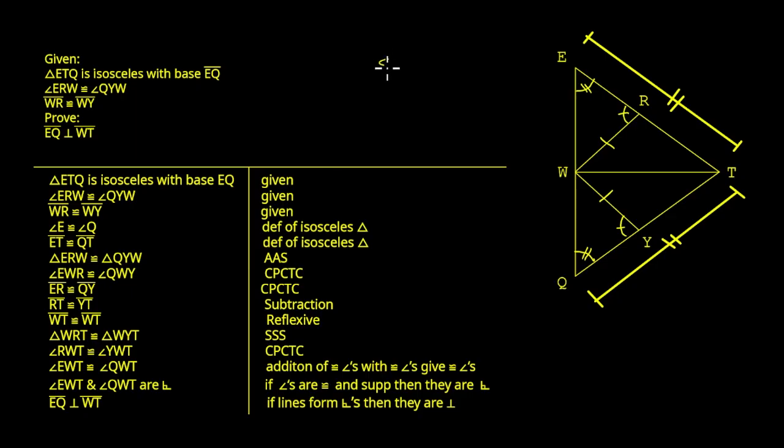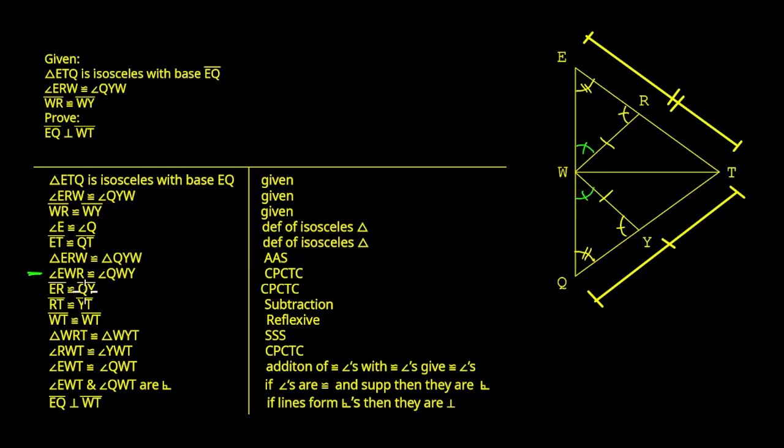You might be thinking it's got to be SSS, SAS, or ASA. The easiest way to think of it: if these two angles are congruent to these two angles, then the third angle over here must also be congruent, which would give us ASA, but you can say AAS. From there, we're going to start with this line in green, starting with CPCTC. So angle EWR is congruent to angle QWY, CPCTC. Corresponding parts of congruent triangles are congruent. Angle EWR is congruent to angle QWY over there.